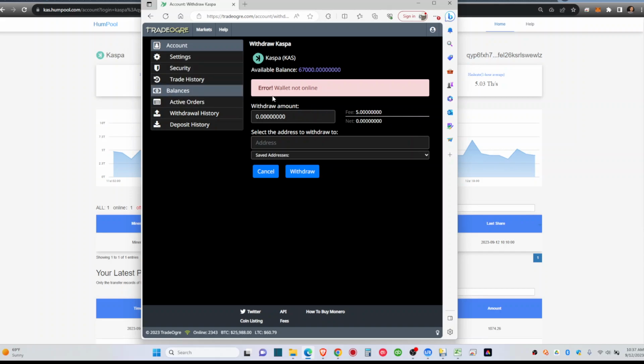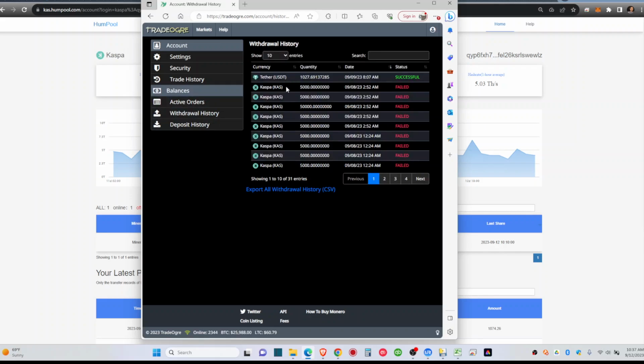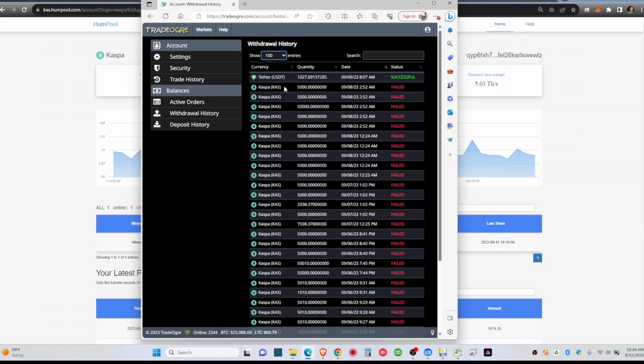I was mining to TradeOgre to be able to sell right away some of the coins, and I was sending some to my Kaspa wallet. I was able to sell and transfer in USDT, or I could do it in Bitcoin BTC, but on Kaspa, the times I tried, it just failed until September 8th. After that, it won't even fail.